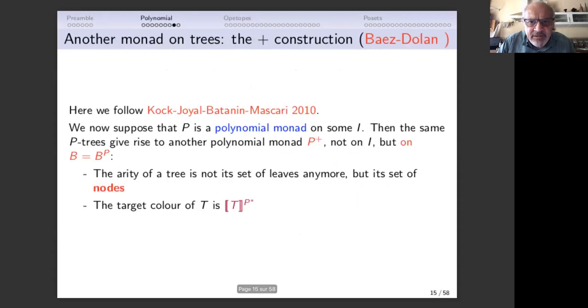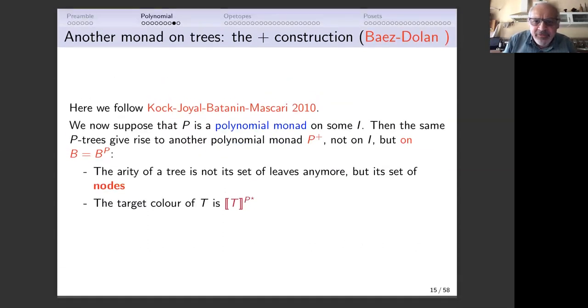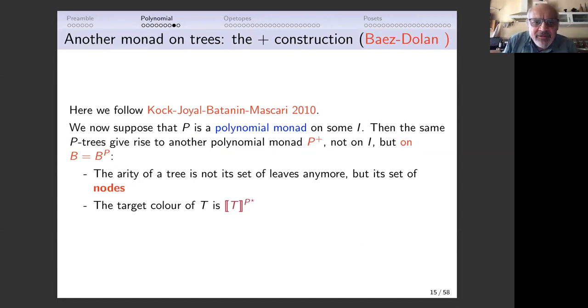So what you see here is something interesting, because what you have done is you started from a polynomial functor on some set of colors, I, and you built, by the plus construction, another polynomial. Sorry, you started from a polynomial monad and you build another polynomial monad whose set of colors is not I anymore, but the operations of the previous monad, because the colors now are the nodes of those trees.